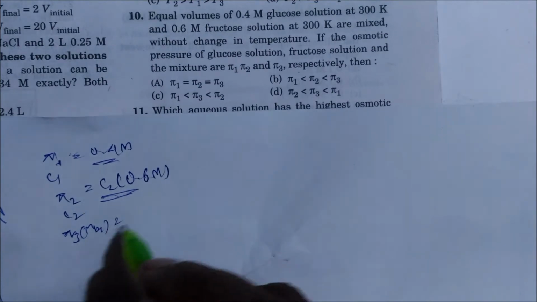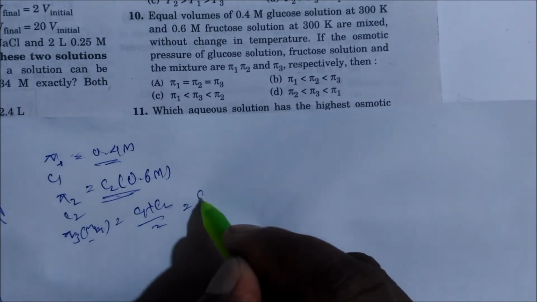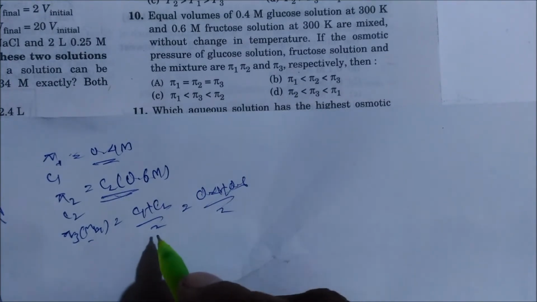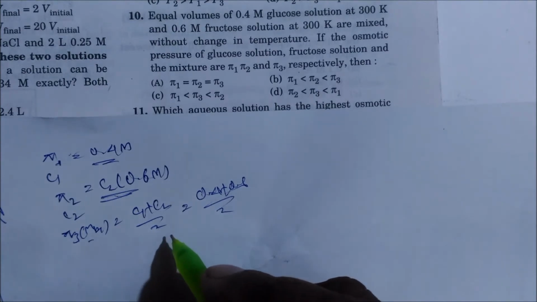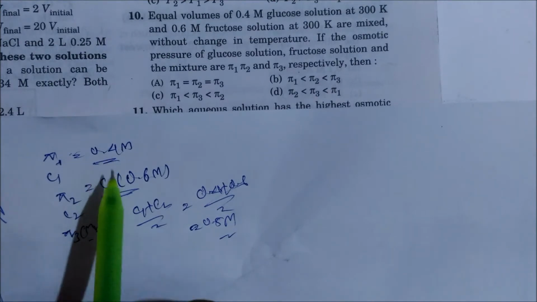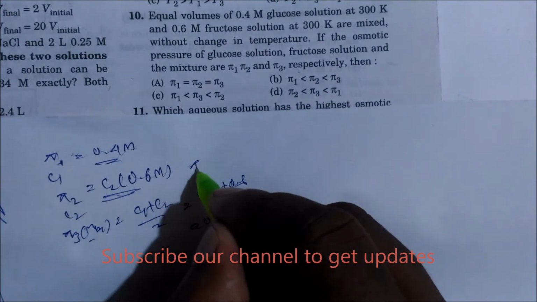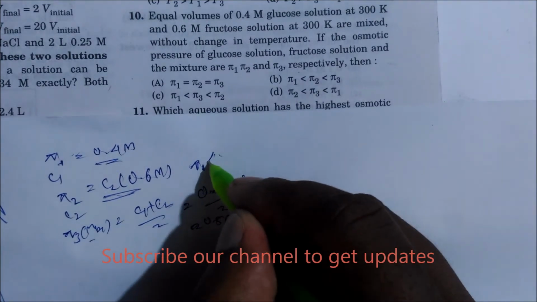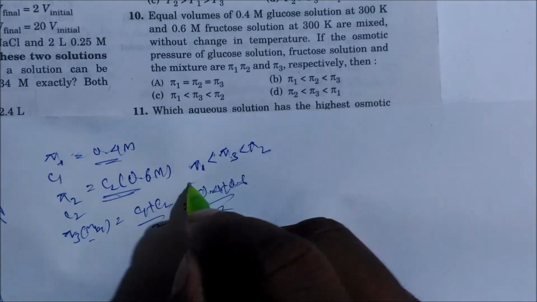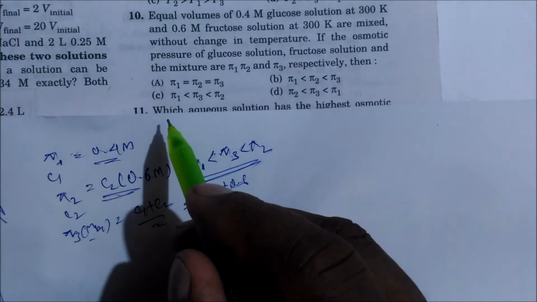Mixture means equal volumes we are mixing. So C1 plus C2 divided by 2. So 0.4 plus 0.6 by 2, so half of this is 0.5 molarity. So first 0.4, then 0.5 and 0.6. So we can say pi 1 is lesser than pi 3, and next is pi 2. This is our relationship. So if you see carefully, the answer is C.